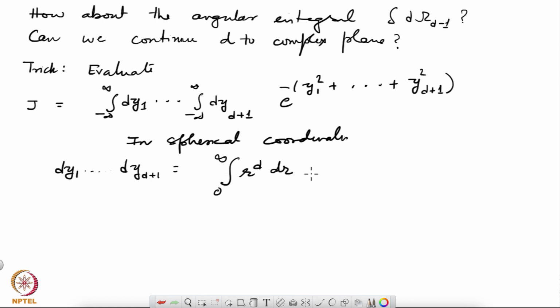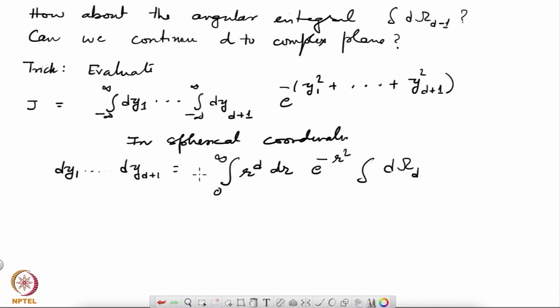And because all the other integrals are angular, which are dimensionless, the entire dimension of length on the left hand side has to be matched by this. So r power d dr gives you d plus 1 powers of length. That's why you have r power d, and then you have e to the minus r square, coming from here, where r is the radial coordinate in d plus 1 dimensions, and you have integral d omega d. We are interested in calculating integral d omega d, and that's the trick we are utilizing.